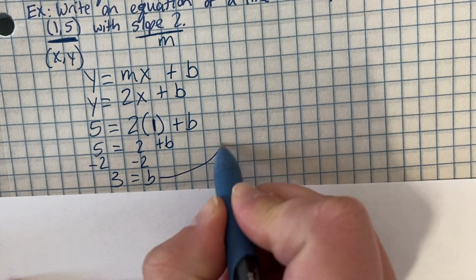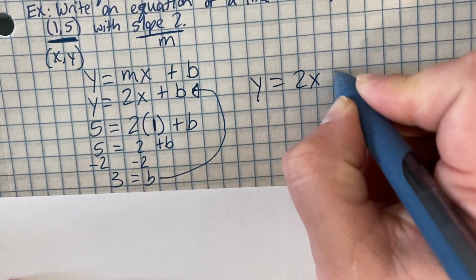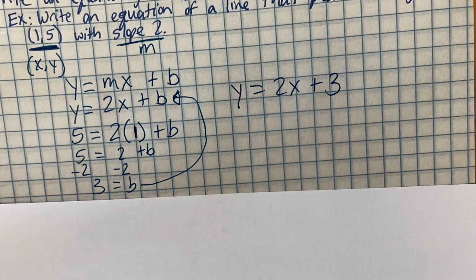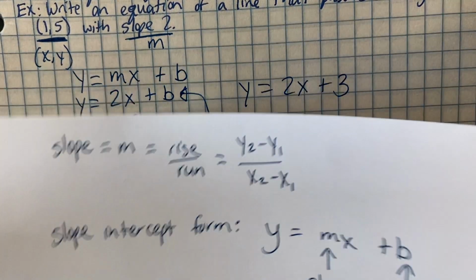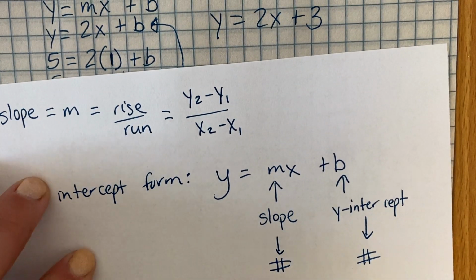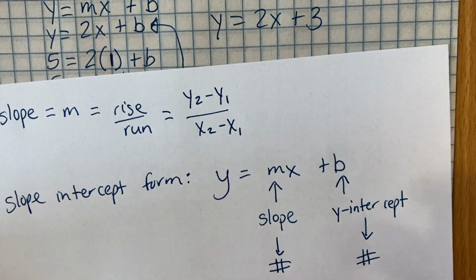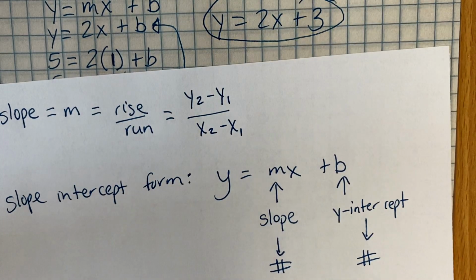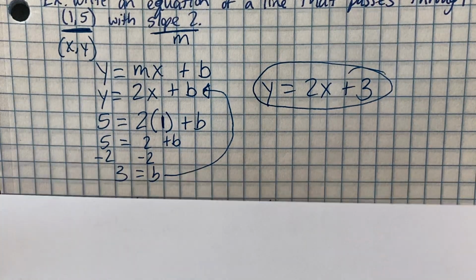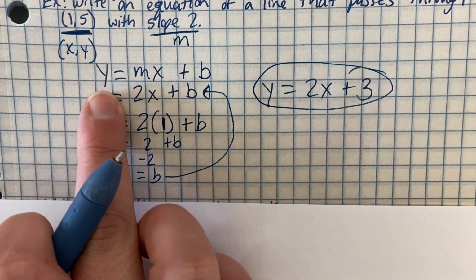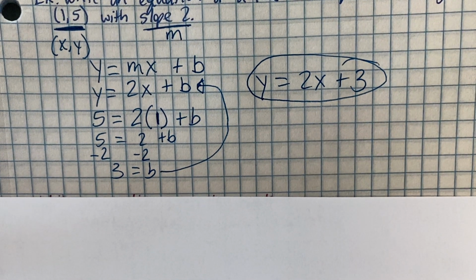Now we can take that b equals 3 and plug it in right here. Okay, so now do we have a y equals equation that has only x and y left and the other things as numbers? Yep, we have a y, a number, x, number. Perfect. So we're done. That's your answer. Okay. So if you're given your slope and a point, plug everything into our y equals mx plus b, solve what you can, and then plug that back in.